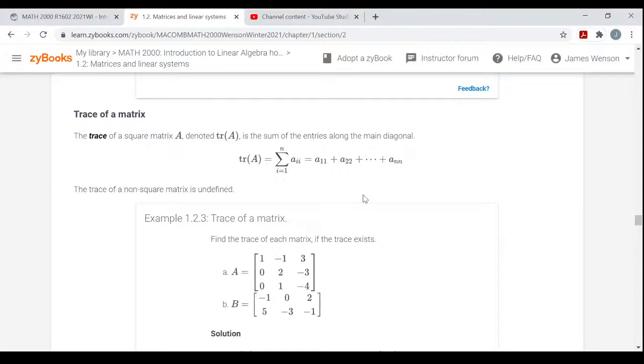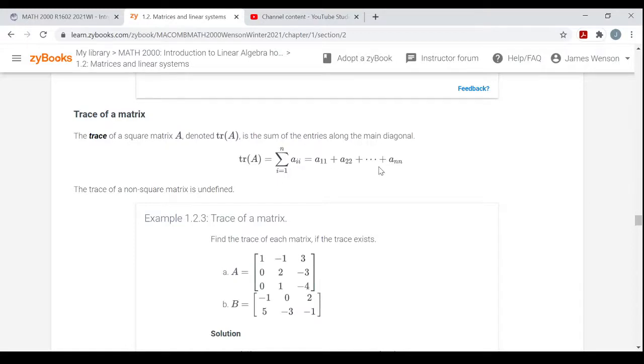All right, now the trace of a matrix is even easier, I feel, to determine. The trace of a square matrix, okay, it's got to be square to be able to calculate what's called the trace, denoted by tr of A, the trace of matrix A, is the sum of the entries along the main diagonal. So the trace of a matrix is, remember this, whenever you see this sigma, that means you're adding up things, right? The sum from i equals 1 to n of a_ii, so a_11 plus a_22 plus a_33 all the way up to a_nn.